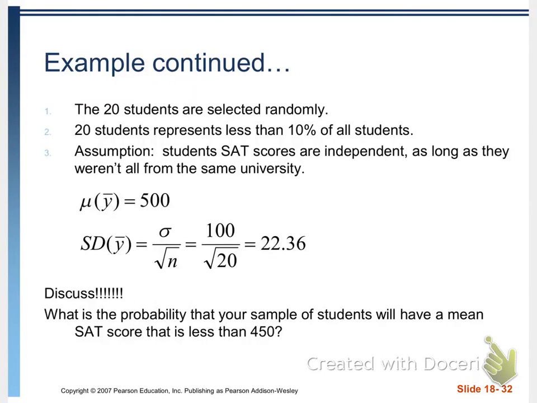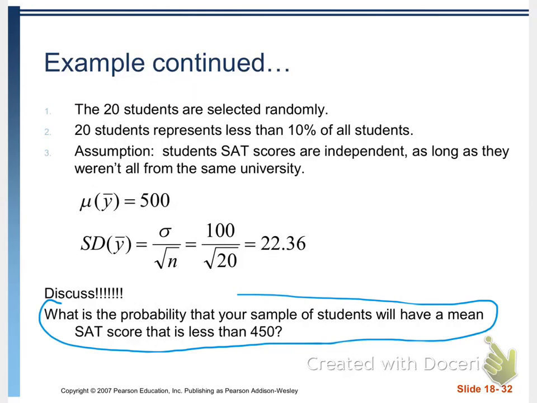So example 4 has one more part to it that we added here. It was right here. What is the probability that your sample of students will have a mean SAT score less than 450? So we want the probability that your sample is less than 450. So we're going to use this standard deviation on the next page and this one on the next page.